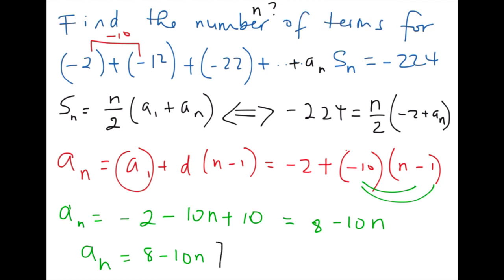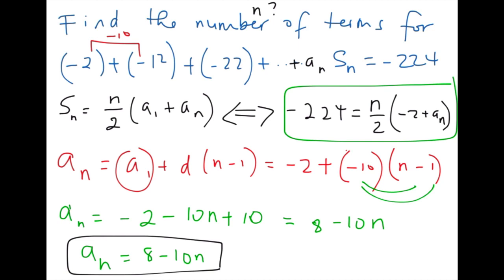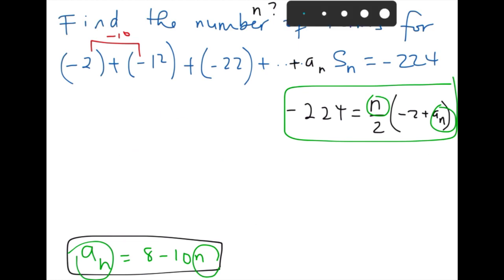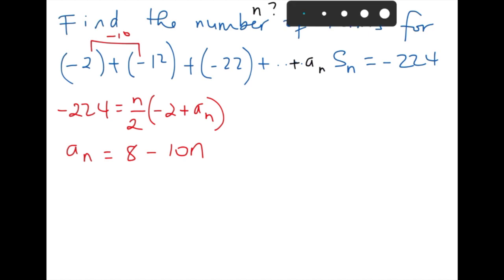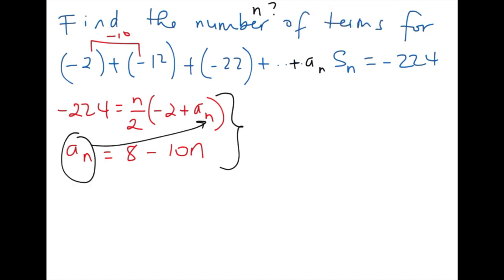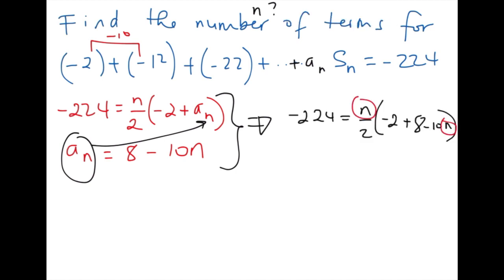So look here, I have this equation and I have this equation. These two equations have a of n and n, a of n and n. So I can use substitution to solve. So let's rewrite them properly so we can see what we have. I know that negative 224 is equal to n over 2 times negative 2 plus a of n. That's the first equation. The second equation says a of n is equal to 8 minus 10n. Now I can use substitution from here to here. So now I only have one unknown to solve for. Let's see what we have.